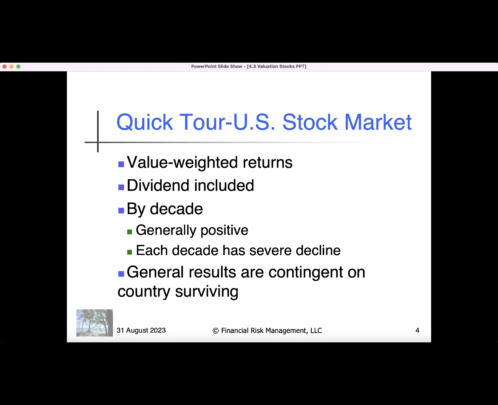So the graphs we're about to explore are evaluated returns from a multitude of sources, depending on what part of history I was trying to collect. These are adjusted total returns, so dividends are included. And the conclusion we'll come to is by decade, the returns to the U.S. stock market are generally positive, but each decade has a severe decline.